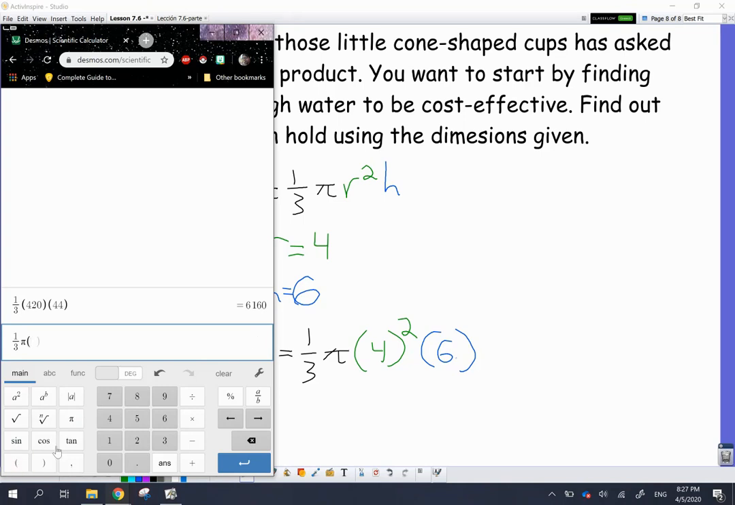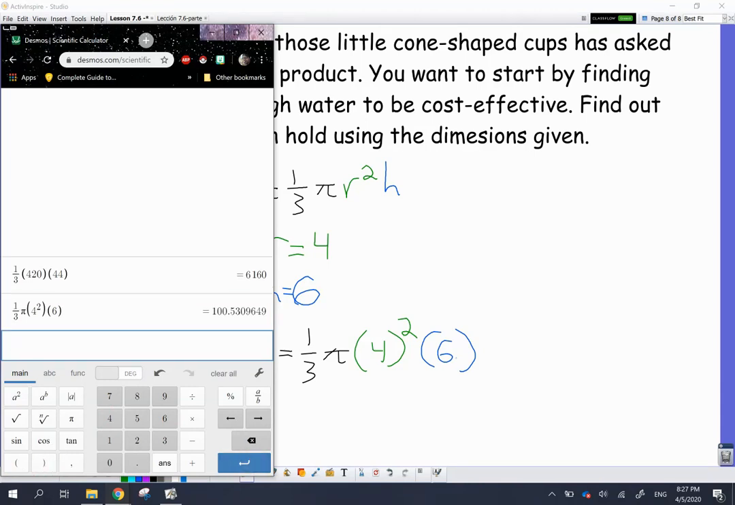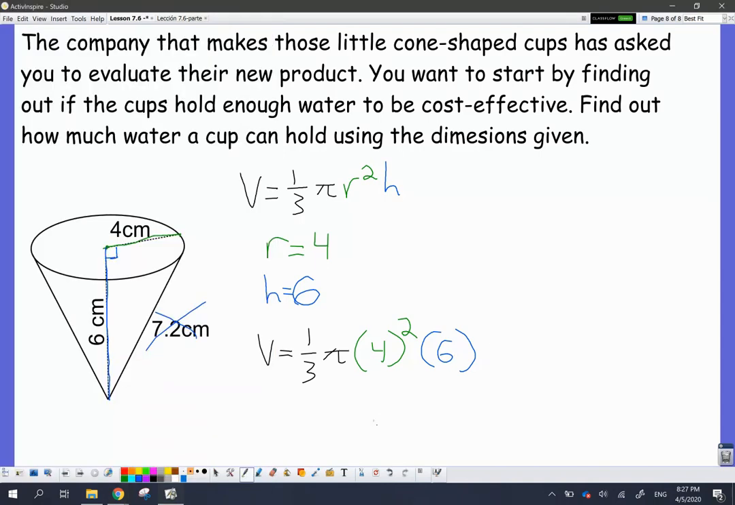Then times 4 squared times 6. That gives us 100.53. So our volume here for the cone is 100.53. We're using centimeters. So for volume, we have cubic centimeters or centimeters cubed. And that's the volume.